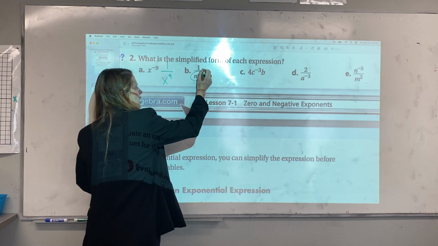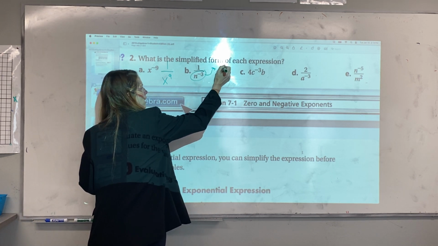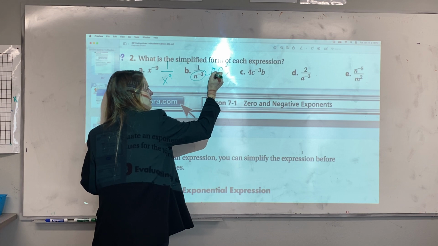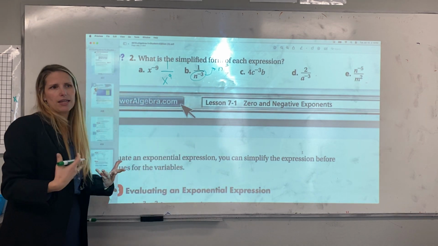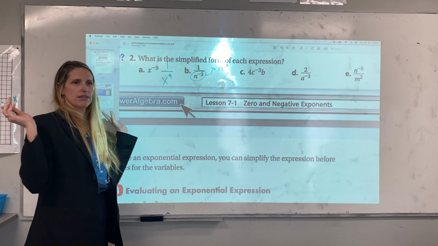So this has got to move up to the numerator and to the third. And then the denominator is just 1, so I don't need a denominator anymore. So it's just n to the third. That's it.